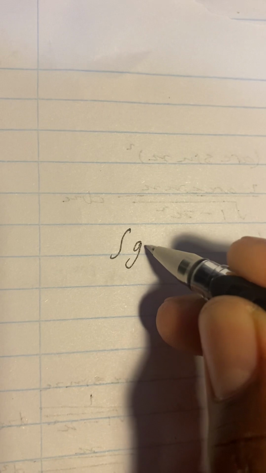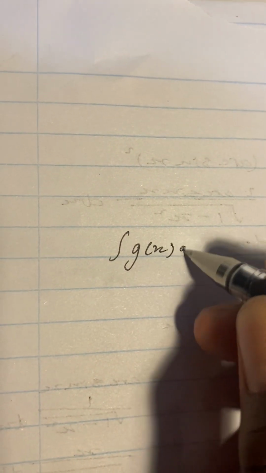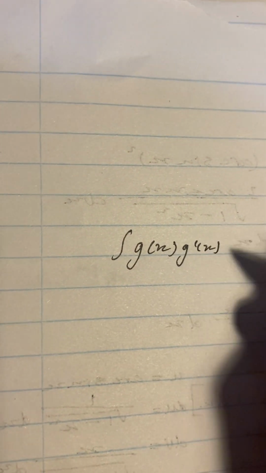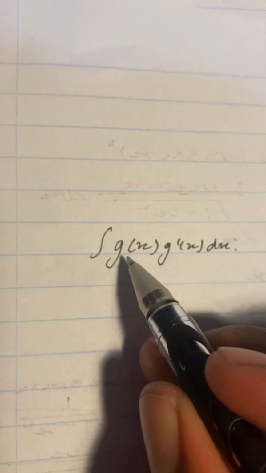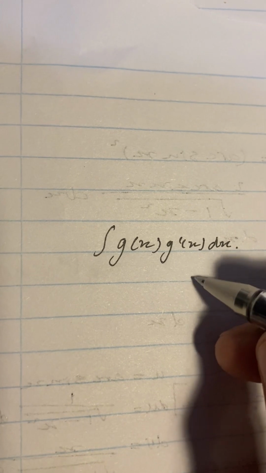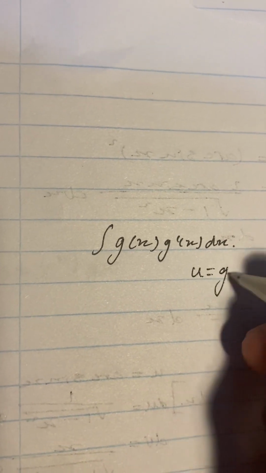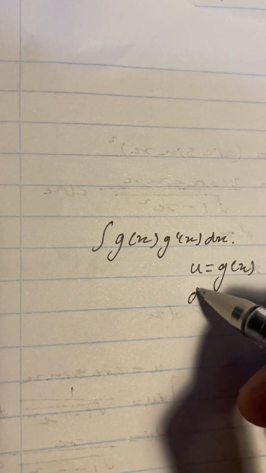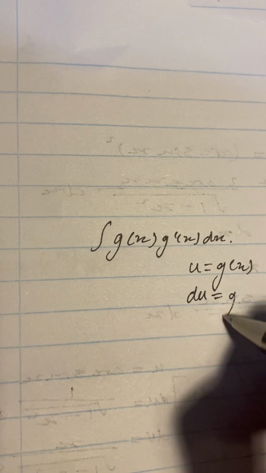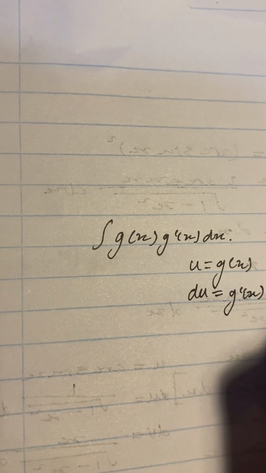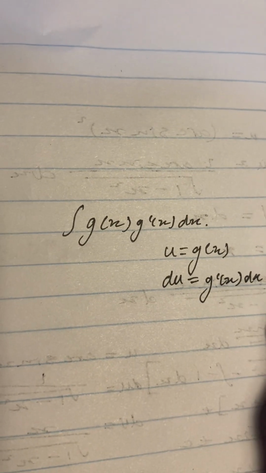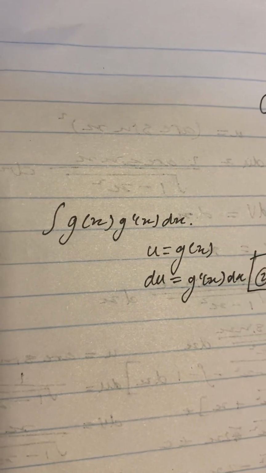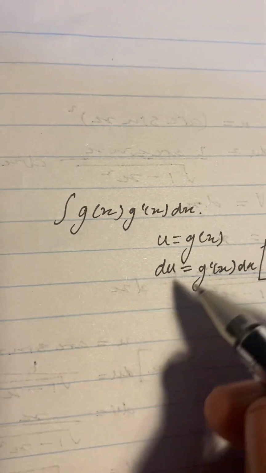So in the previous video, we had some function g(x) times its derivative, g prime of x dx. When we have a function like this, we can take u as being g(x), and then its derivative gives du equals g prime of x dx. Knowing this fact, we can resubstitute.